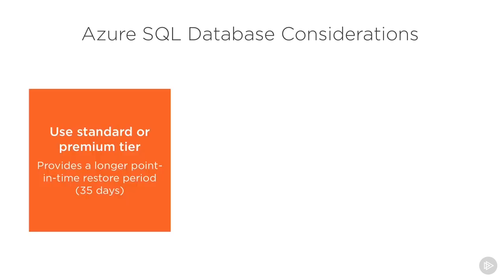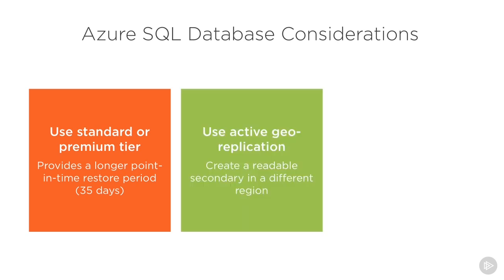One of the first things that Microsoft's recommending here in their resiliency guidance is that you should use a standard or premium tier for your Azure SQL databases. The benefit here is this is going to give you a longer point in time restore period. So you have up to 35 days to restore old data and extract it out of a temporary database if you need to. That might be considered more of a disaster recovery type of scenario, but it is something that you want to keep in mind.